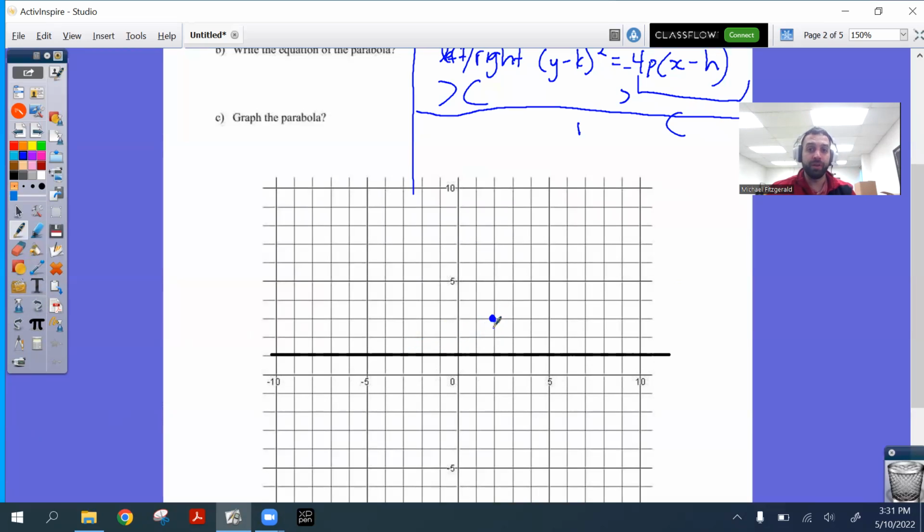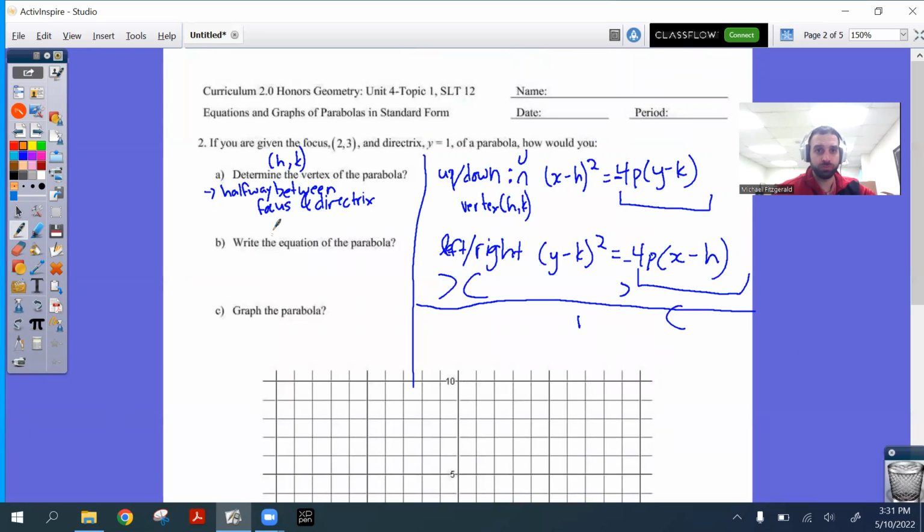So this distance would just be 2. The halfway distance, or the midway point, would put us right there at (2, 2). Let's make that a different color. Okay, so 2 and 2. So we have our values of h and k.